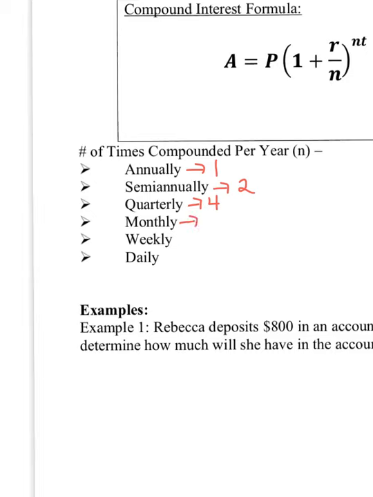Monthly, there are 12 months in the year, so it happens 12 times. Weekly would be 52 weeks in the year, and daily would be 365. If you see any bank that offers a daily interest rate, that's insane. Don't worry about leap year. That's the most common question that I get. Don't do 366 depending on the year. It's always 365.